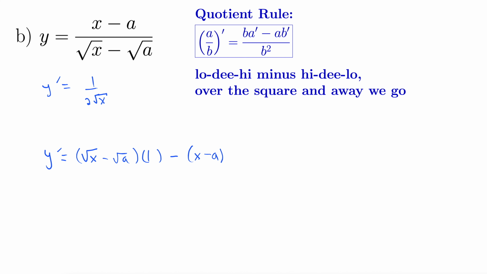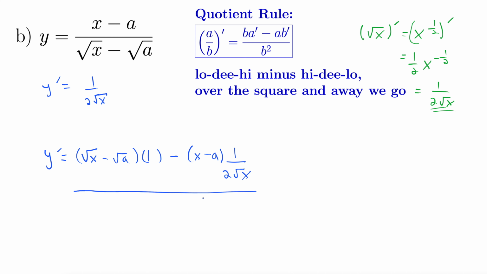Well, let's just do an aside real quick here. The derivative of rad x, so rad x prime, well, that's the same thing as x to the 1/2 prime, which is power rule 1/2 x to the negative 1/2, which is 1 over 2 rad x. So that's the derivative of rad x. I'm just going to go straight to that here. 1 over 2 rad x. And then over the square and away we go. So all of this goes over rad x minus rad a squared.